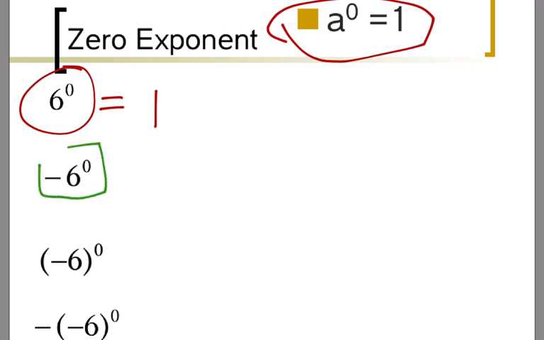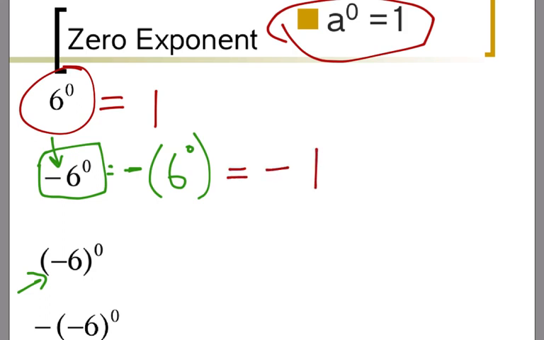Like on the second problem, see how there's a negative sign out in front? This isn't negative 6 to the 0 power like the third problem. This is negative times 6 to the 0 power is really what this problem is. So 6 to the 0 power we already decided is 1, but then I have a negative sign on the outside, so it's negative 1 as my answer.